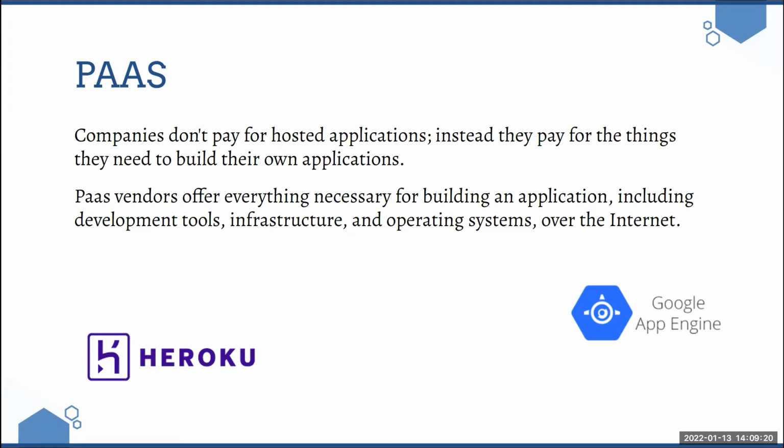We can get the necessary parts that we need, like PaaS vendors offer everything necessary for building an application. They will provide you everything, including development tools or infrastructure, and what type of OS you're going to use, over the internet. Examples would be Heroku and Microsoft Azure.